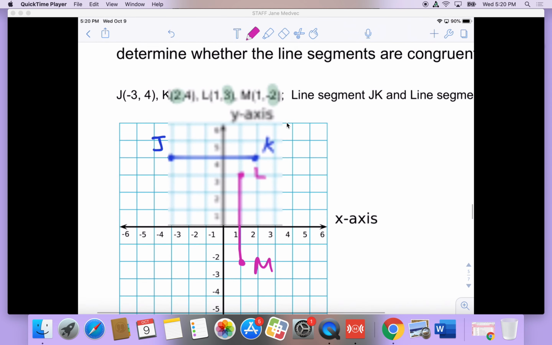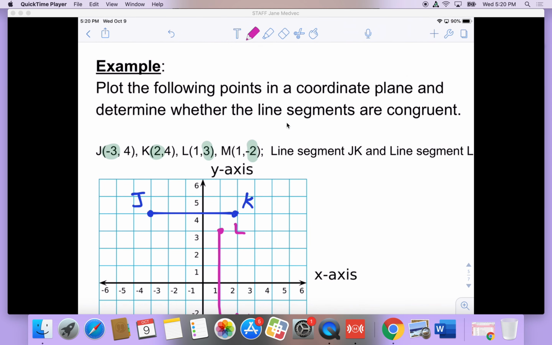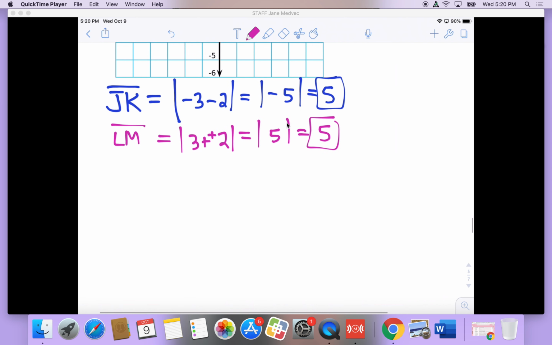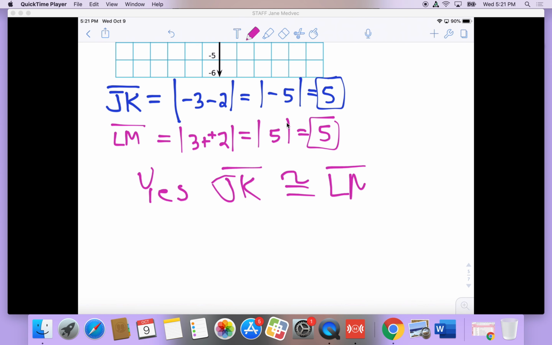So the question states, determine whether the line segments are congruent. And we can go, yes, JK is congruent to LM. Make sure that you show your work using your absolute values, and make sure that you're also grabbing the right numbers so that when you subtract them, they don't equal 0.